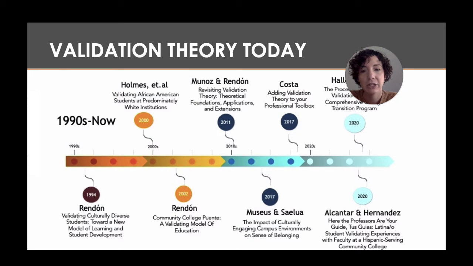Some of the limitations expressed in these studies is that there needs to be more to be understood. Alcantar and Hernandez from their 2002 study expressed the need to study invalidating experiences as well as what makes a validating experience, and Museus acknowledges that further research should look at larger sample sizes as well as different contexts.